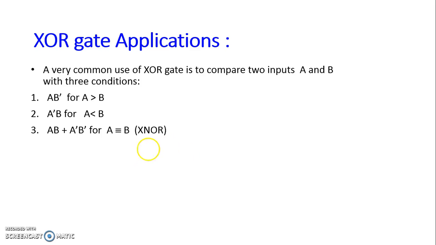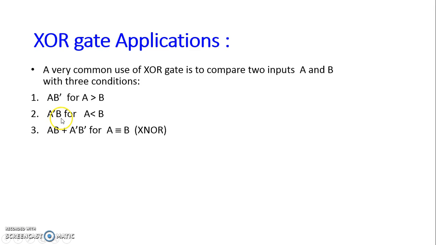What are the applications of XOR gate in our life? A very common use of XOR gate is to compare two inputs A and B. To compare two inputs A and B, we have three conditions. Either A is greater than B, or A is less than B, or A is equal to B. In bit terms, we have A greater than B when A B bar is true. That means A is 1, B is 0. A is less than B when A bar B is true.